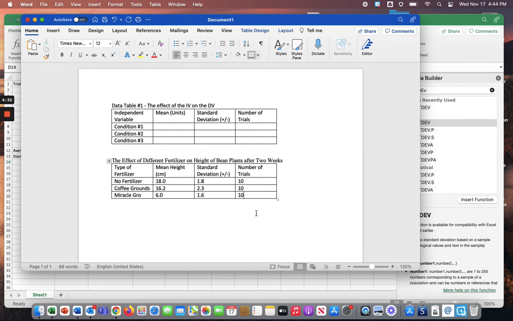So you should be doing a summary data table in your results section. Your raw data should be available to your teacher, but should not be included in your results section.